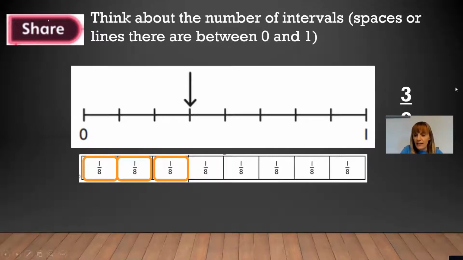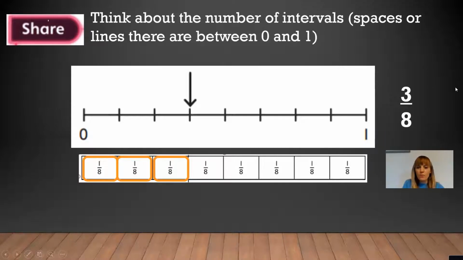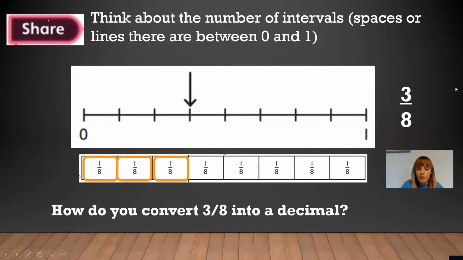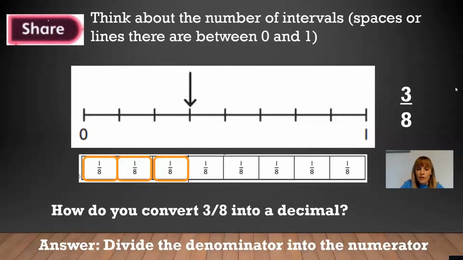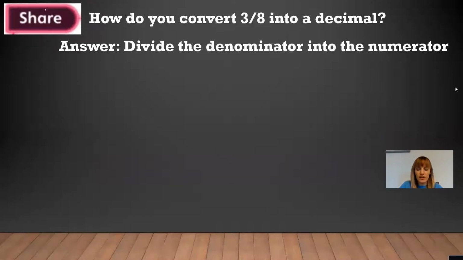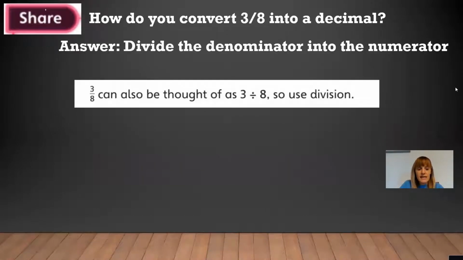You can see here, let me just move my head so you can actually see that we've got 3 8s. Now, how do we convert it into a decimal? We use division, and we're going to divide the denominator into the numerator. What does that look like? Let's have a look on this slide. Now, 3/8 or 3 8s can be also thought of as 3 divided by 8, so we can use division.